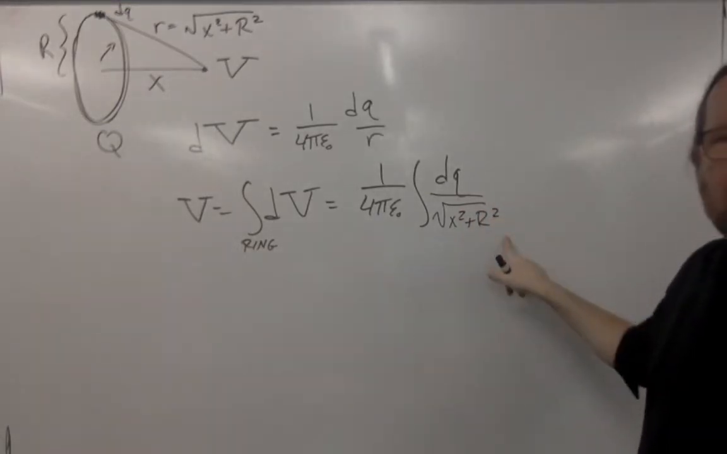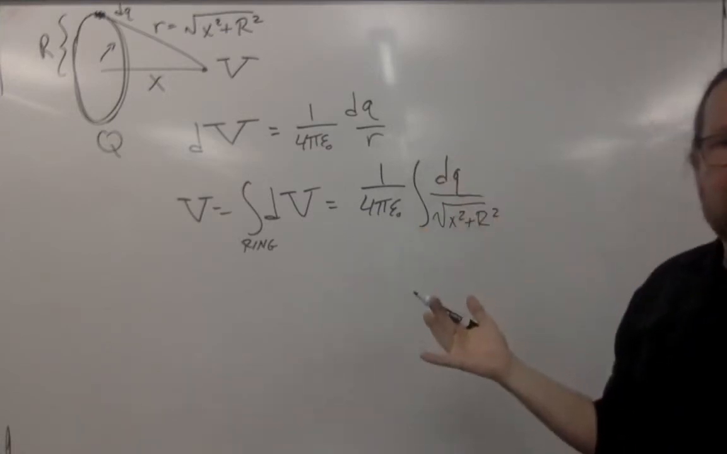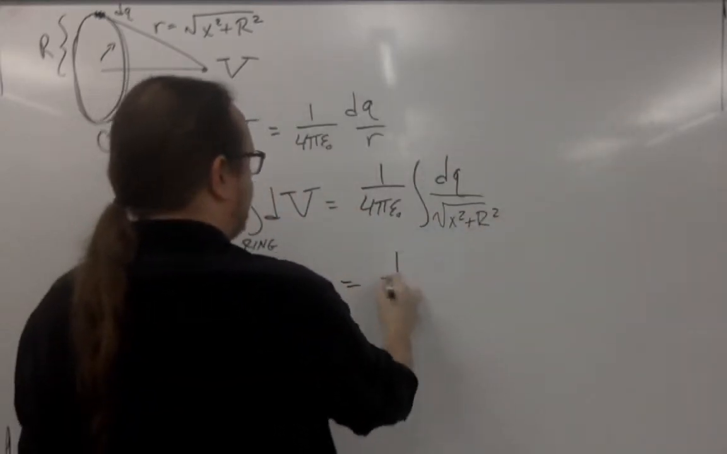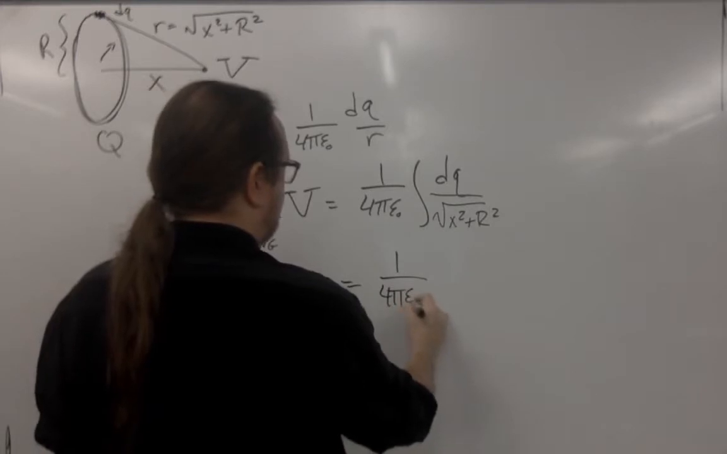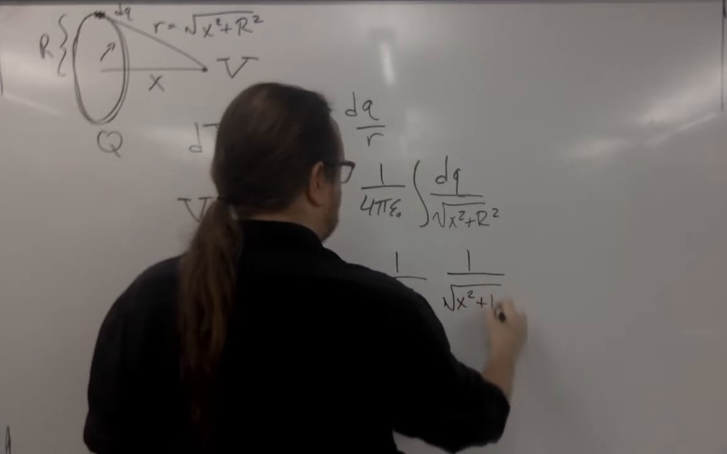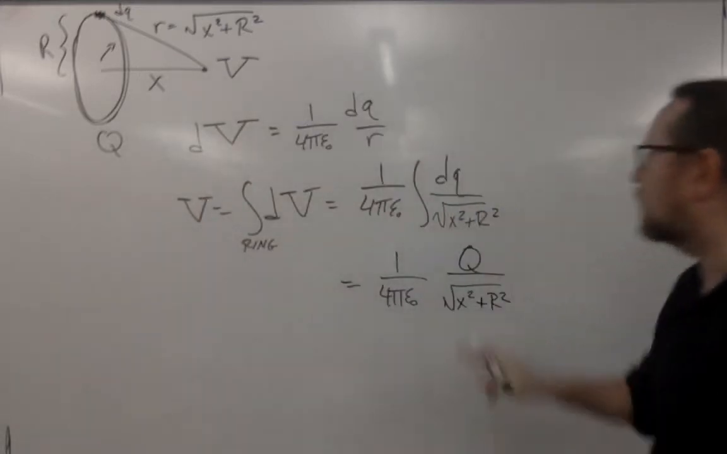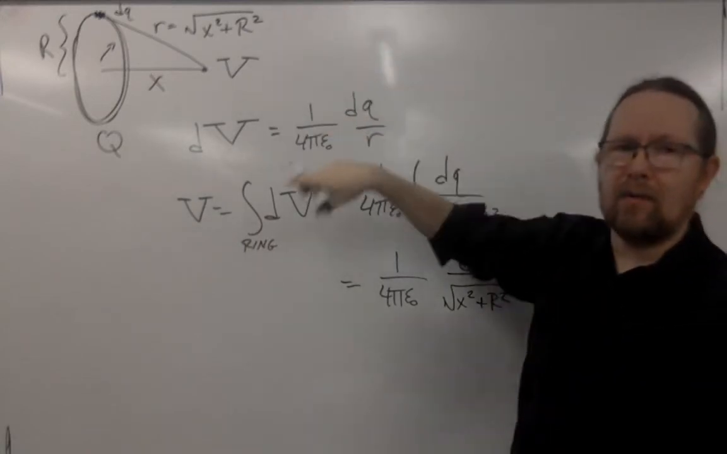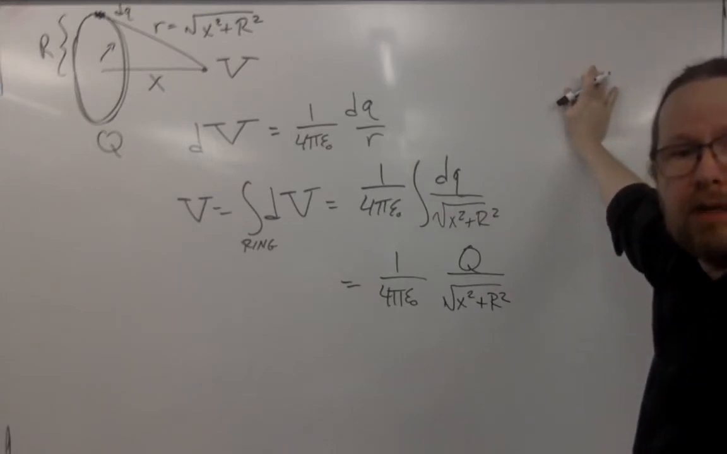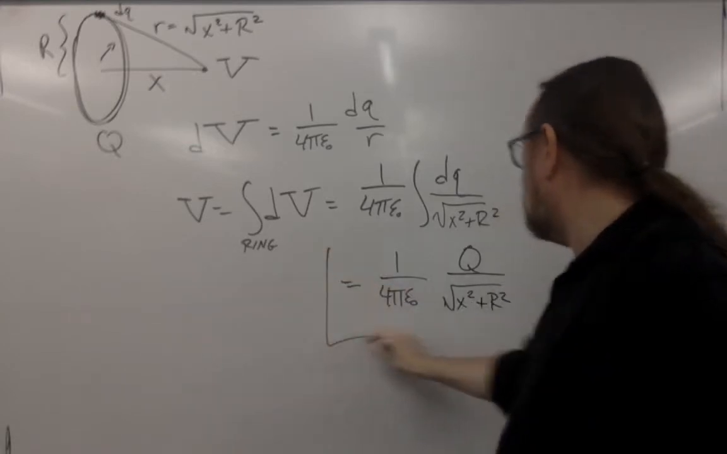Notice x is a constant, r is a constant. That can all come out in front of the integral, and then we've just got the integral of dq, and the integral of dq is just q, the total charge. So this reduces to 1 over 4 pi epsilon 0, 1 over the square root of x squared plus r squared, times q, the total charge. We don't have to do any geometry, we don't have to do any integral because we don't have any variables. So the integral of dq is just q, the total charge of the ring. And that checks out with the answer in your book.